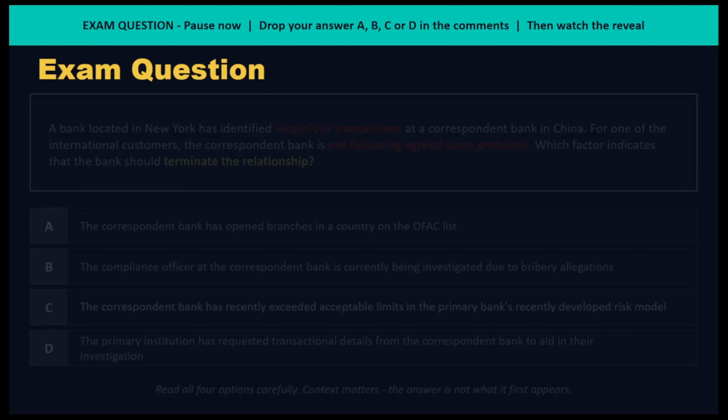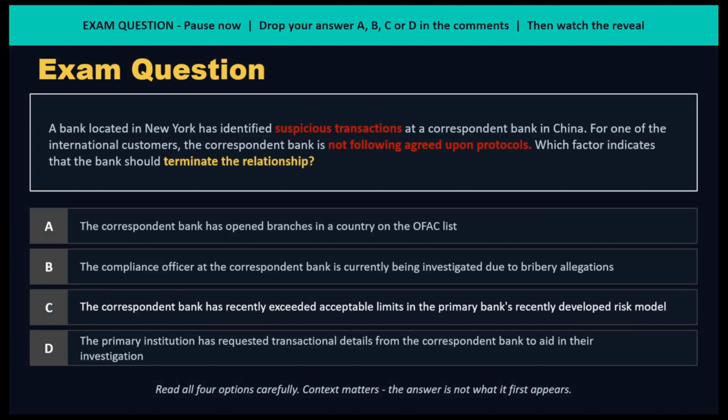A bank located in New York has identified suspicious transactions at a correspondent bank in China for one of the international customers. The correspondent bank is not following agreed upon protocols. Which factors indicate that the bank should terminate the relationship?